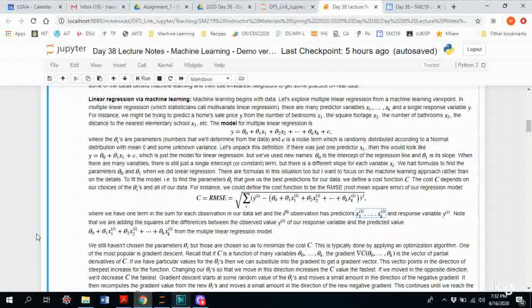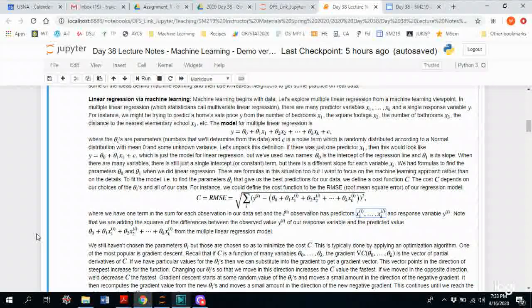etc. The model for multiple linear regression is y equals a constant term, theta naught, plus theta 1 times x1 plus theta 2 times x2, etc., all the way up to theta k times xk, plus some extra error term epsilon. Here, the thetas are parameters. They're numbers that we'll determine from the data, and the epsilon is a noise term which is randomly distributed according to a normal distribution with mean 0 and some unknown variance. Let's try to unpack this definition.